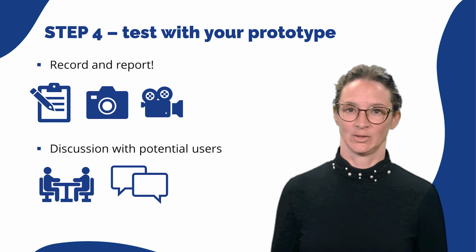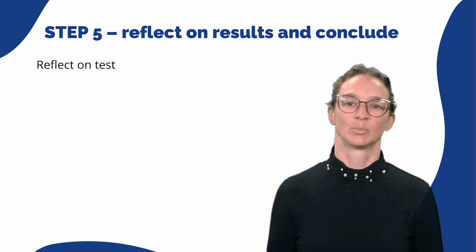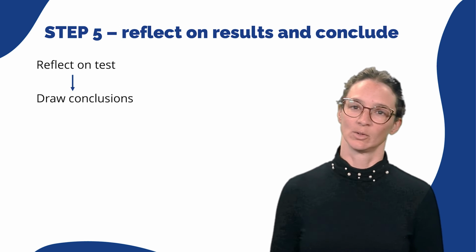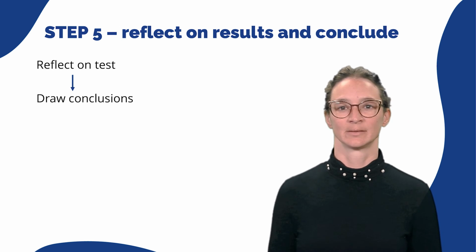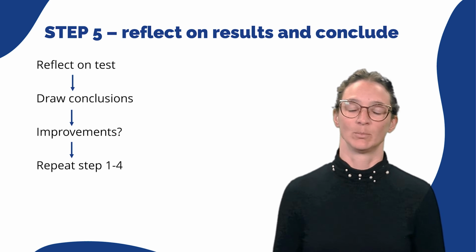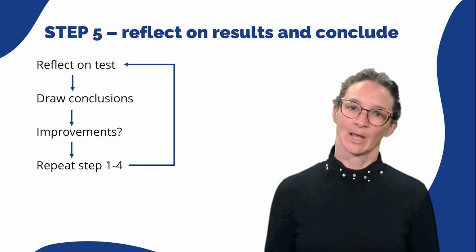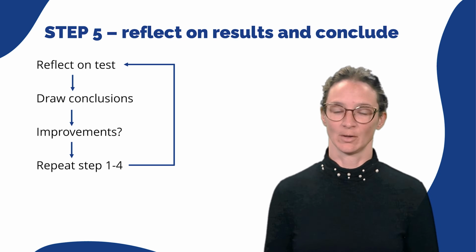After you have executed your test, you can go to step 5, in which you reflect on your prototype test results and draw some conclusions based on the findings. You might want to improve your idea or concept and run another test with the improved version. Usually, you need to iterate a few times to get a final proof of concept of your solution.